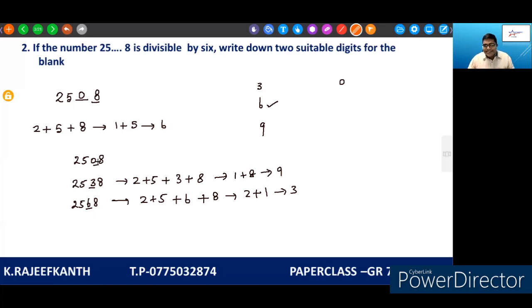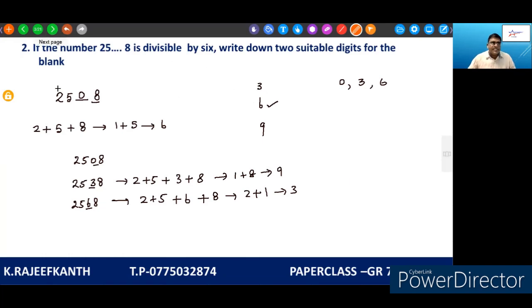We can write 0, 3, 6 in that blank. Here they are asking, write down 2 suitable digits for the blank. You can write 0 or 3 or 6. So we have to know how we can find whether that number is divisible by 6. First, the number should be divisible by 2 without remainder, and also the number should be divisible by 3 without remainder. So we have to check those 2 conditions. If those conditions are satisfied, then we can say this number is divisible by 6.